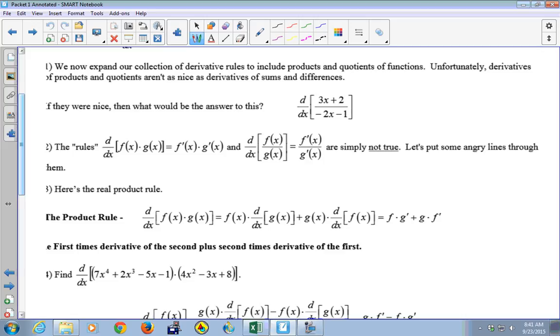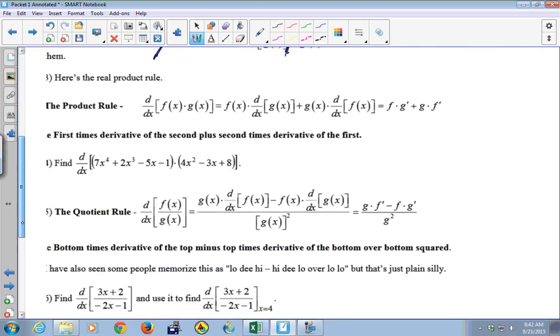If it were really nice, d/dx of (3x + 2) over (-2x - 1) would be 3 over -2, right? You just take the derivative of the top and the derivative of the bottom, but that's not how you take derivatives of quotients. So here are my rules. The derivative of a product, d/dx of f times g, is not f times g prime. And the derivative of f over g is not f prime over g prime. They're just not true. No, no, no.